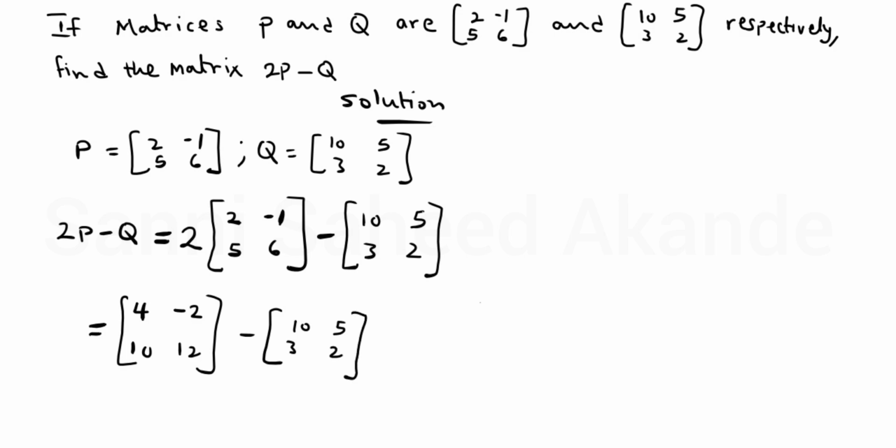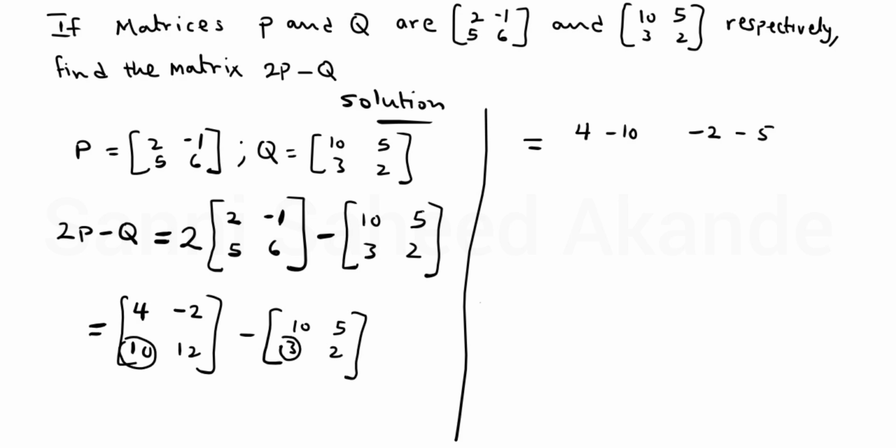Okay, so let's continue at this page. Now, what we are going to do now is to subtract. So we are going to say 4 minus 10, then minus 2 minus 5. Okay, that's the rows on top. So we have 4 minus 10, then minus 2 minus 5. Then for the second row here, we have 10 minus 3, then 12 minus 2. Okay, so let's quickly do that. We have 10 minus 3, then 12 minus 2.